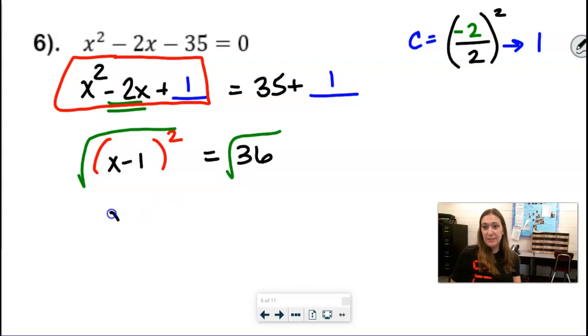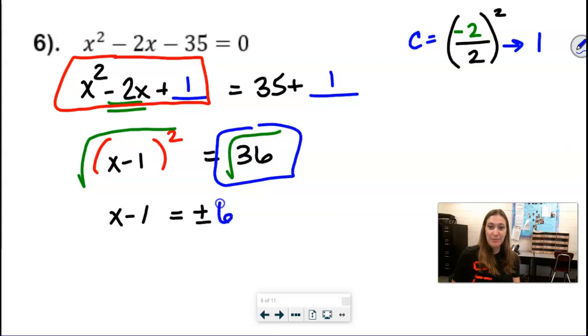Left side just becomes an x minus 1. I'm going to put down the plus or minus right now because I just square rooted an equation, so my solutions are now positive and negative. But look at this, square root of 36, that is a perfect square. The square root of 36 is just a 6, right? This simplifies to a 6.